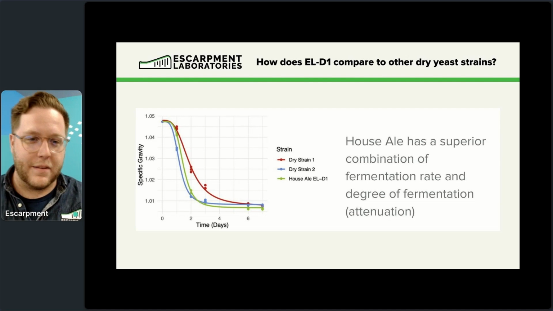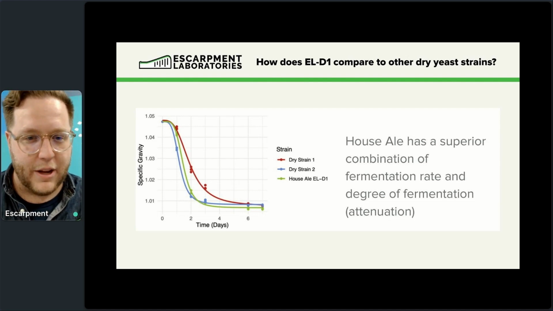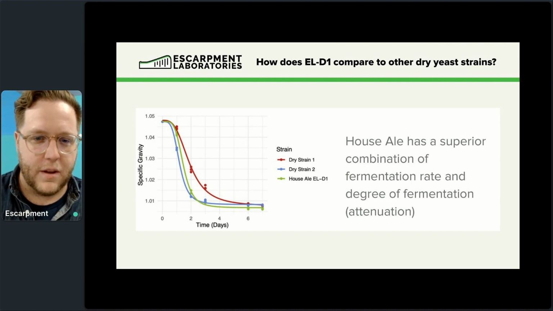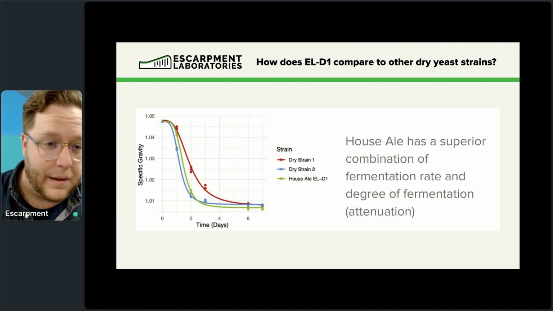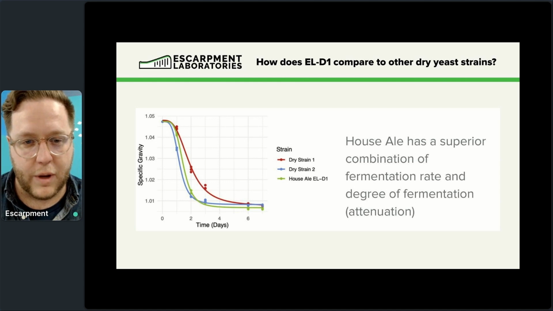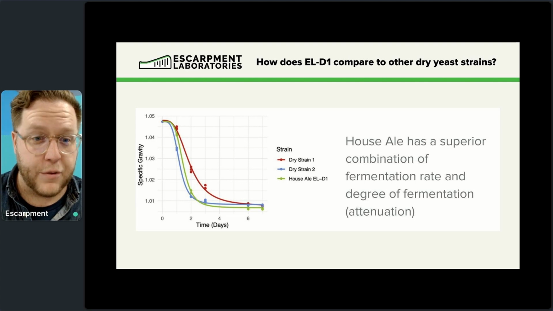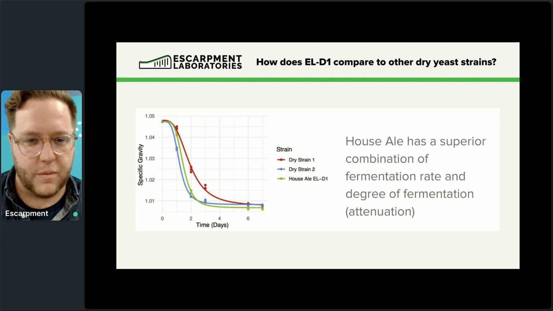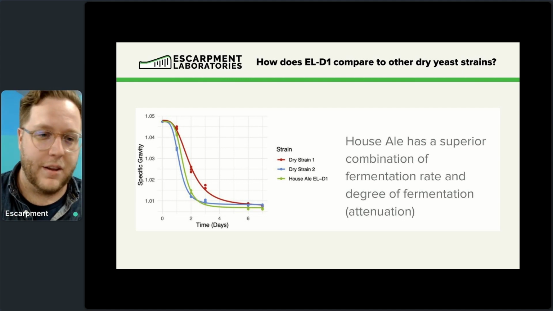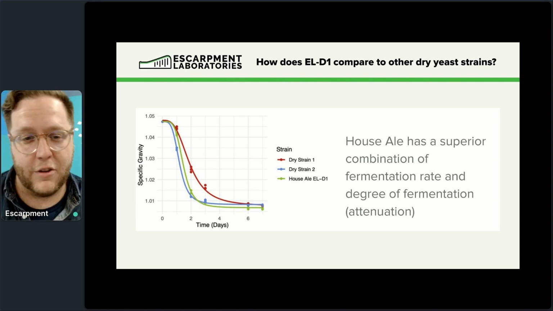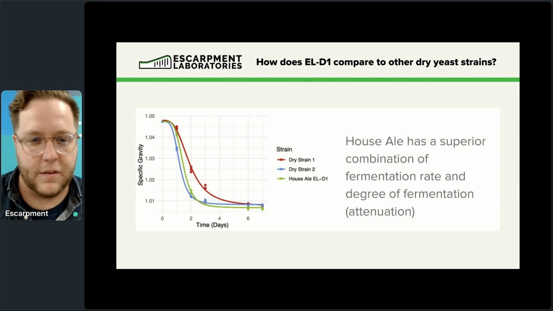How does it compare to other strains? I can't go out here and fire shots directly at other yeast brands, but I can show some data comparing. This is a trial where we got a fresh pack of our house ale, and also as fresh packs as we could possibly get of some of the other options out there for what I would call a clean, dry strain for beer. We put them in the same conditions, same pitch rate, same wort, and saw how they did in terms of fermentation rate.